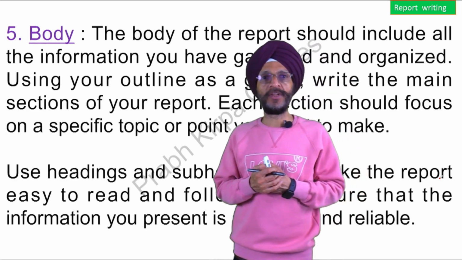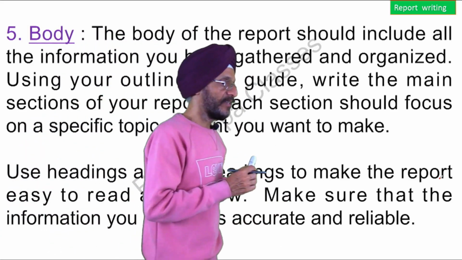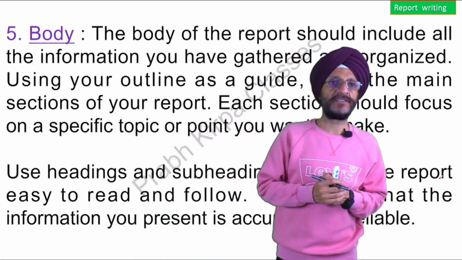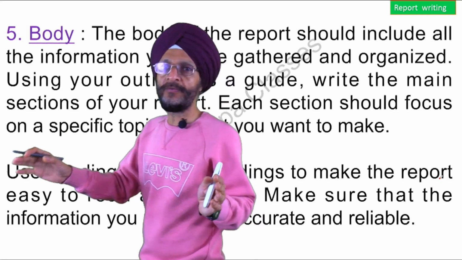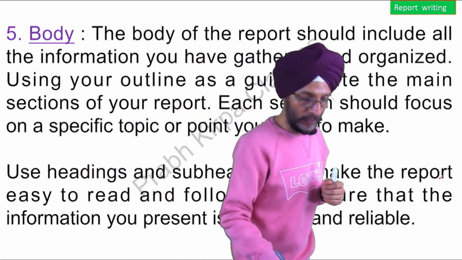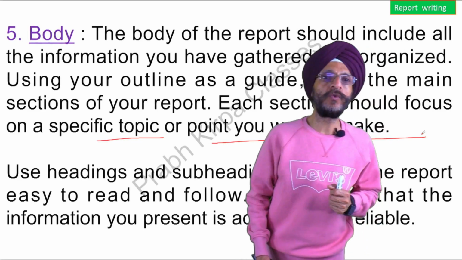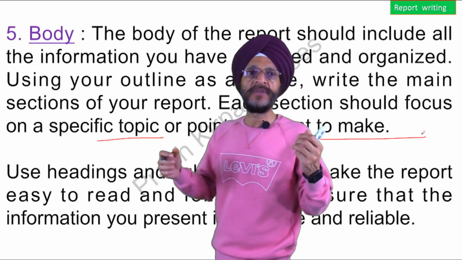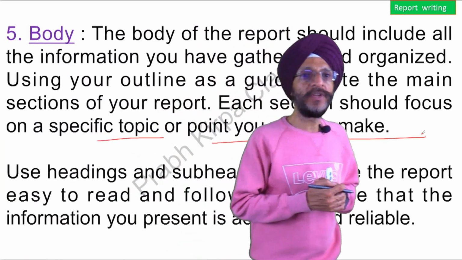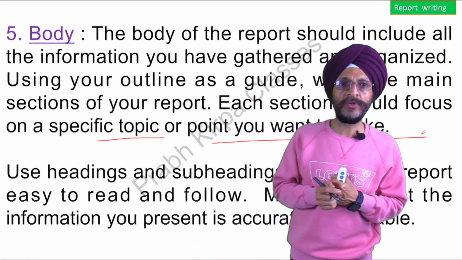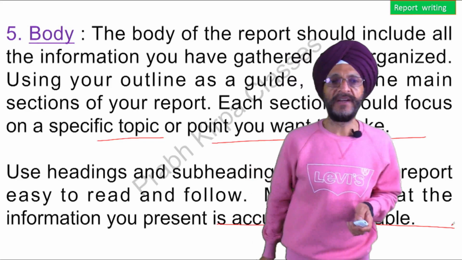Now, the next point is body. The body of the report should include all the information that you have gathered and organized. Using your outline as a guide, write the main sections of your report. Each section should focus on a specific topic or the point you want to make. You should use headings and subheadings to make the report easy to read and follow. Make sure that the information presented by you is accurate and reliable.